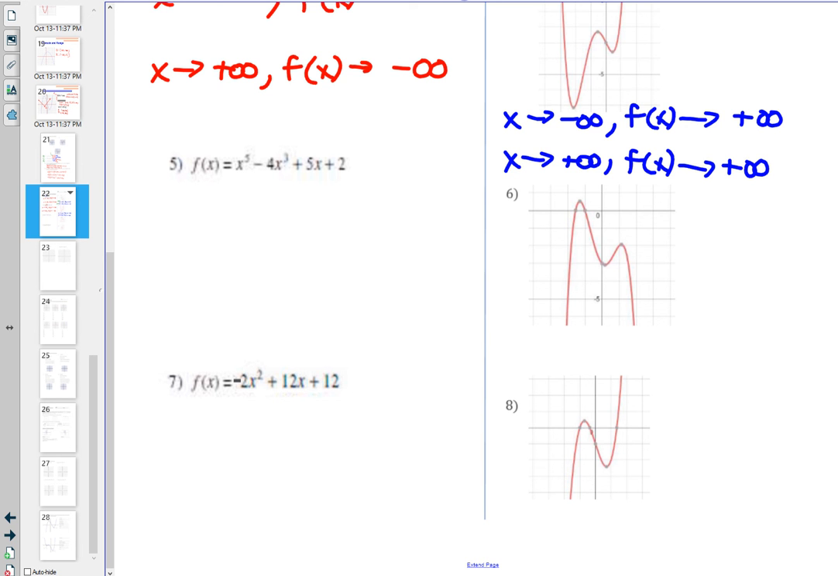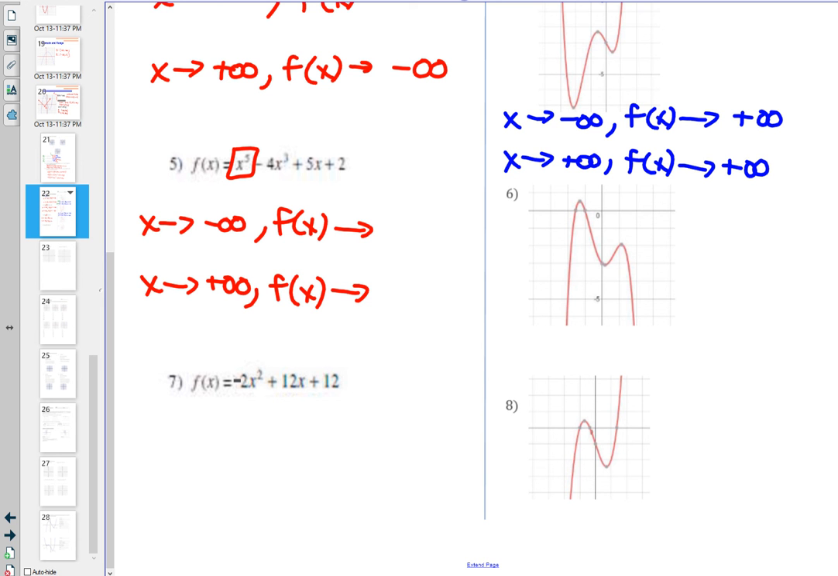For number 5, what's the lead term? Positive x to the 5th. So that's a positive lead with an odd degree. What's the end behavior? Down and up. I can go ahead and write x going to negative infinity, and x going to positive infinity. I want to know what f of x is doing. If the end behavior is down and up, what's the left arrow doing? It's going down, which means it's going to negative infinity. What's the right arrow doing? Going up. Down and up end behavior.